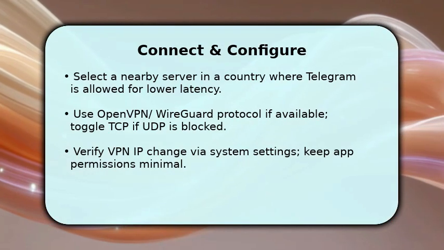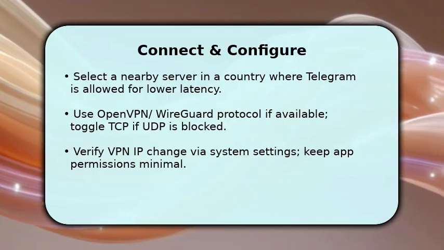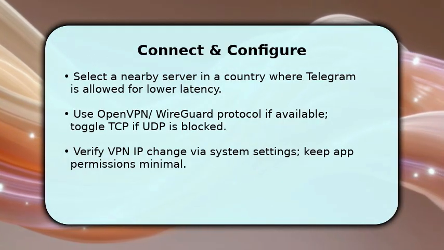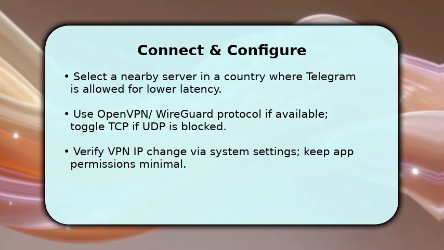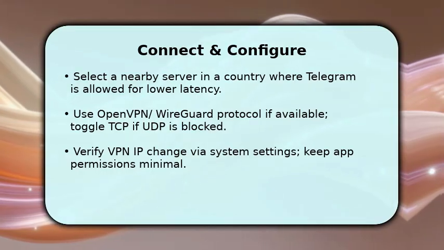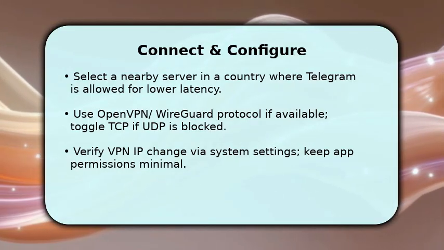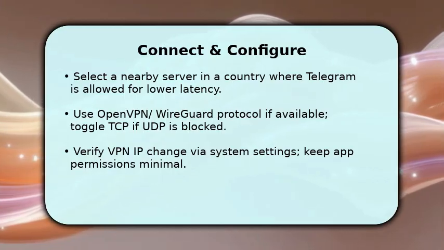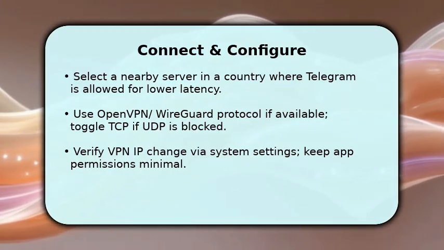Once the VPN app is ready, choose a server in a country where Telegram is permitted and as close as possible to reduce lag. You should switch protocols, try WireGuard for speed, or OpenVPN TCP if initial connections fail. Toggling TCP can bypass DPI that drops UDP.